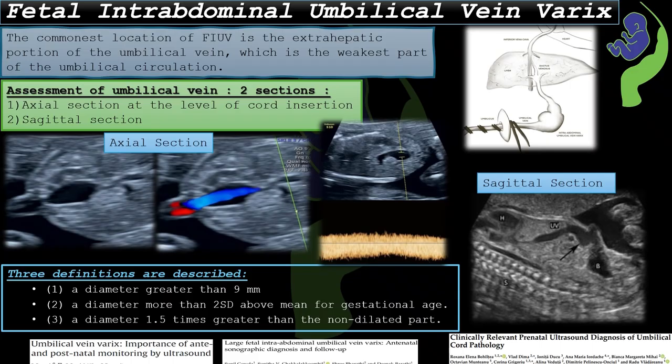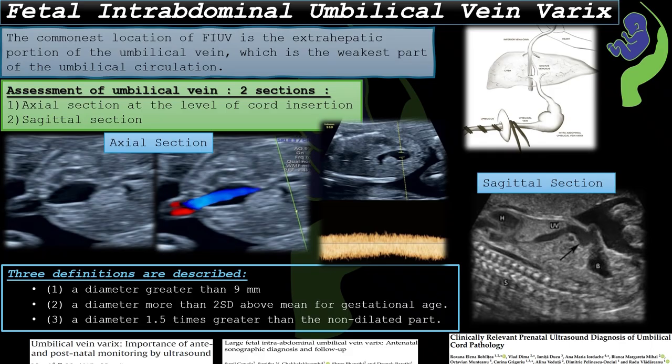It's a rare abnormality with a prevalence of around 0.6 per 1000 to 2.8 per 1000 deliveries. The extrahepatic portion of the umbilical vein is considered the most vulnerable segment. Therefore, conditions associated with increased umbilical venous pressure or high flow states can result in the dilatation of the vein at this location, predisposing to the formation of the umbilical vein varix.